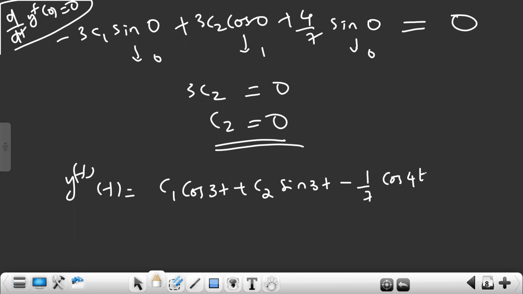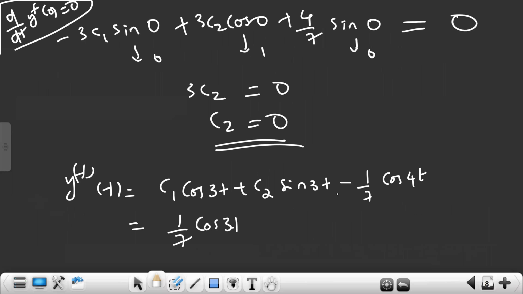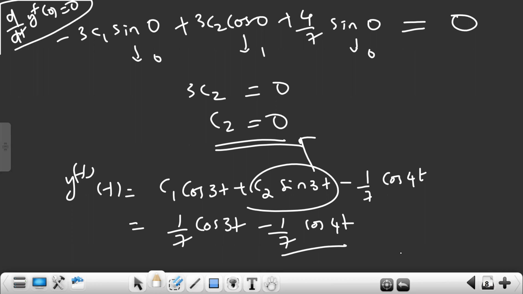In this, you will substitute the values of C1 and C2. C1 you got as 1 by 7, so the answer will be 1 by 7 cos 3t. C2 will get cancelled because C2 is 0. So the answer is 1 by 7 cos 3t minus 1 by 7 cos 4t. This is your final answer.